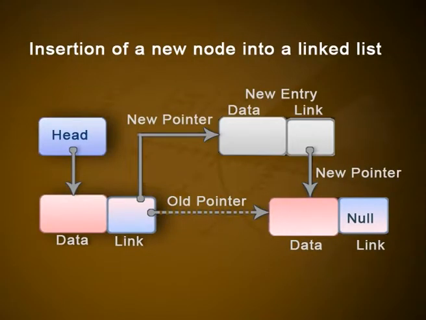Inserting a new entry involves finding an unused memory block large enough to hold the new entry and a pointer, and filling the link part of the new entry with the address of the entry in the list that should follow the new entry. Then change the pointer of the entry that should precede the new entry so as to point to the new entry. Hence, when the list is traversed, the new entry will be in the proper place. The insertion of a new node into the linked list is given below.